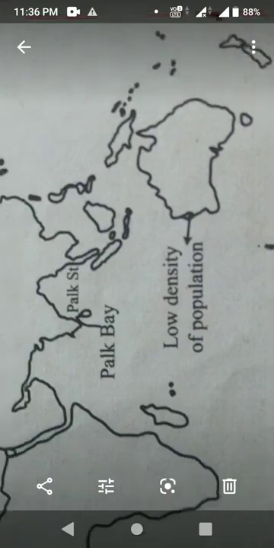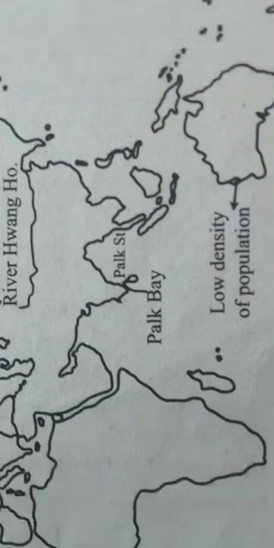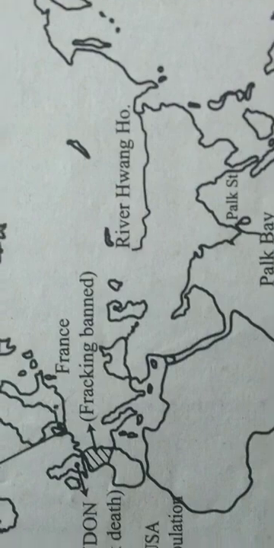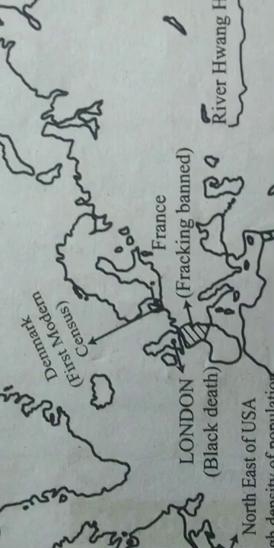Next, third one, Palk Bay. Let me find out, that is between Ceylon and India, isn't it? That is Palk Bay. Next one, fourth one, a fracking banned country. That is the fracking banned country. Did you find out? Okay. Next one, fifth one, England, a country affected by Black Death. That is the Black Death. England, that country is affected by Black Death.